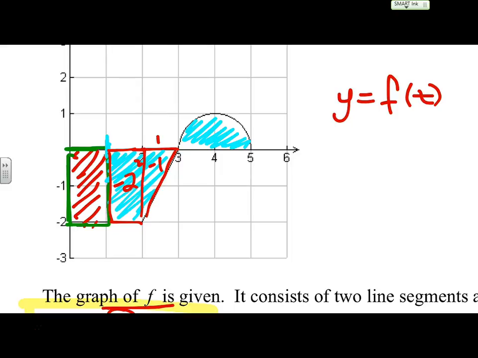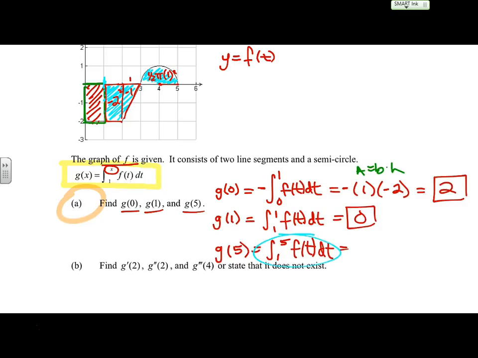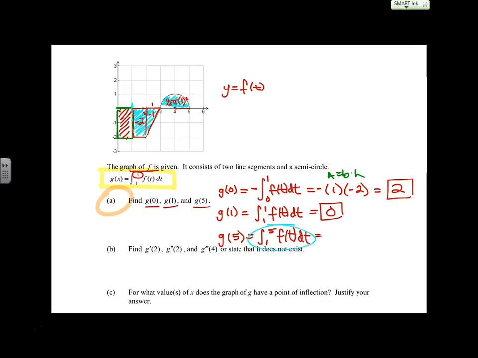And this one's going to be 1/2, because it's a half circle. 1/2 pi, and what's my r? 1. My diameter is 2. My r is 1. So then I end up with -2 plus -1 plus 1/2 pi 1 squared.